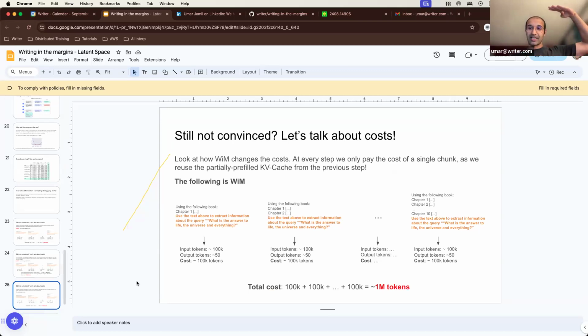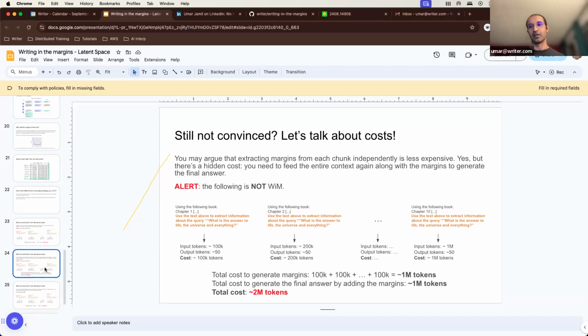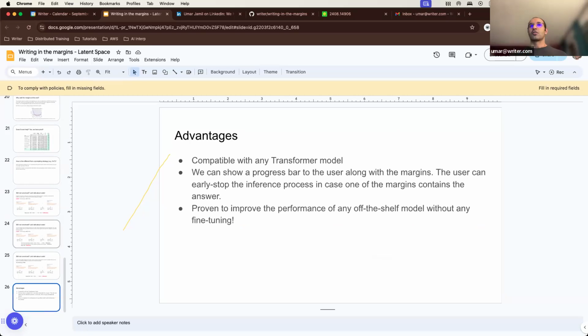So the KV cache is growing, and you're extracting some information, and then you don't have to repopulate it, which is what you would do if you treat each chunk independently, the chunking that we commonly do. So what are the advantages? Well, it's compatible with any transformer model.